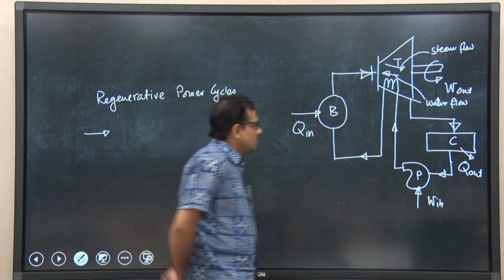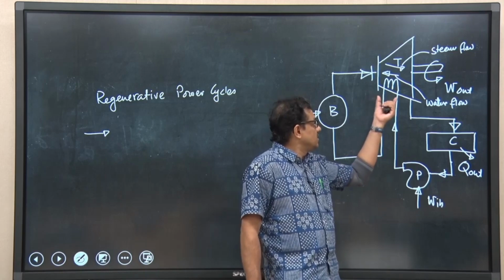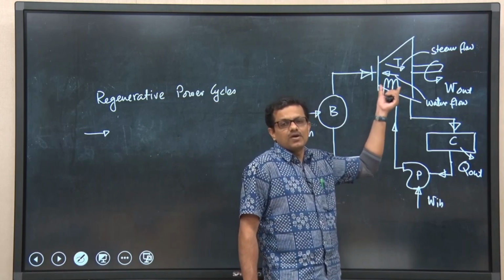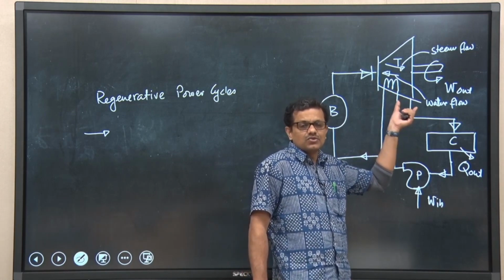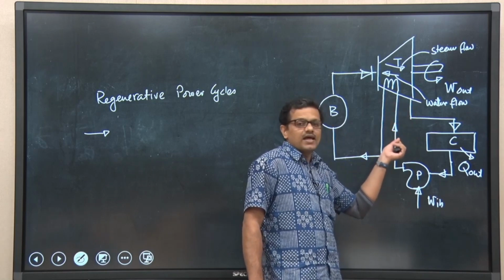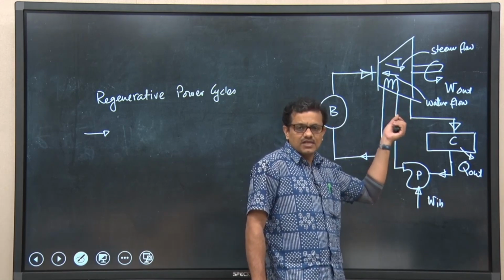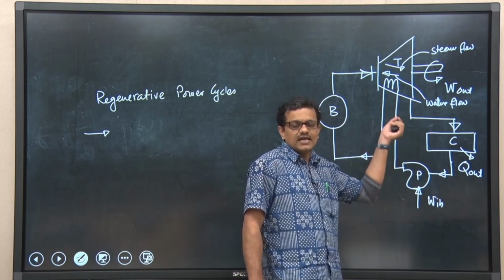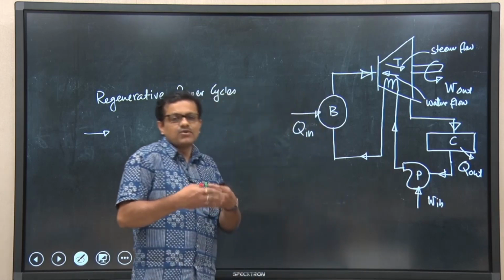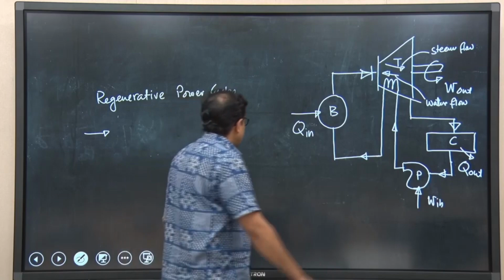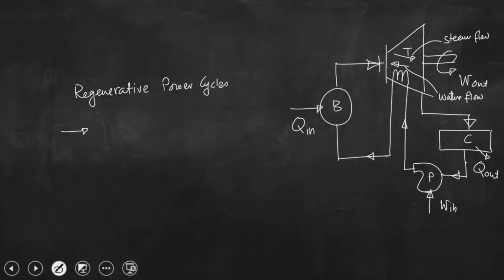One is the extraction or bleeding of steam from the turbine, and that steam stream can be used to supply heat to the feed water, as we have studied in heat exchangers. So, the idea is to extract steam, and that steam should be allowed to mix with the feed water in one case, if it is possible.